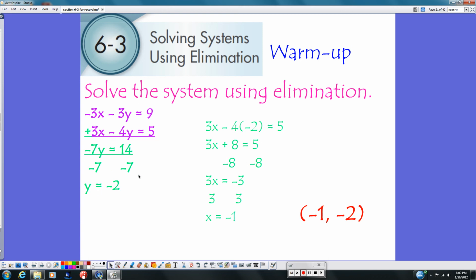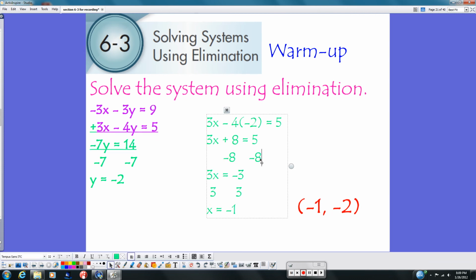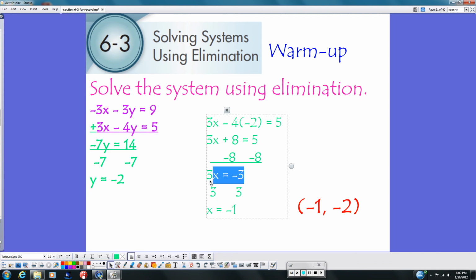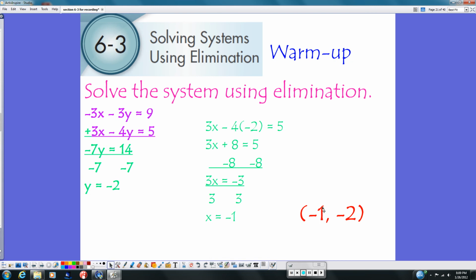Now that we know y, we go back and substitute the negative 2 for y. You have 3x minus 4 times negative 2 equals 5. 3x plus 8 equals 5. Subtract 8 from both sides to get 3x equals a negative 3. And divide both sides by 3 to get x equals a negative 1. Put it in as a coordinate to get negative 1, negative 2.